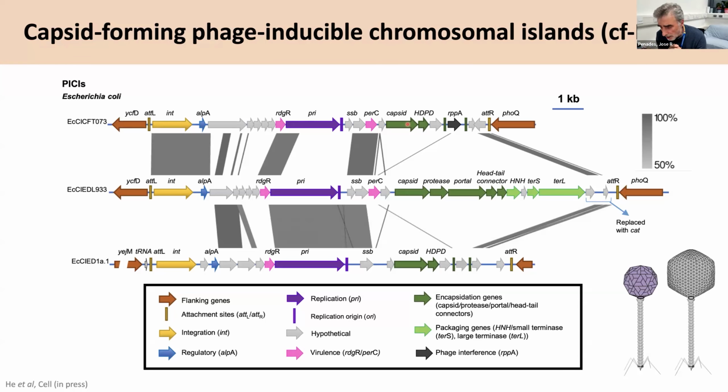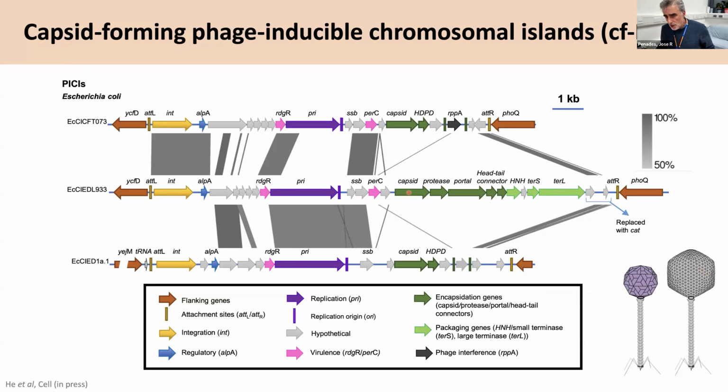But we realized that there was a family, represented by this one, EDL933, that had a large number of genes here. This is called the capsid, the protease, the portal, different names. And it's important because when these genes appear in a phage, they are the genes responsible for producing the big capsid and putting the phage DNA inside the capsid. So the homologues of these genes are the ones that, when they are in the phage, are responsible for creating the capsid and packaging the DNA inside.